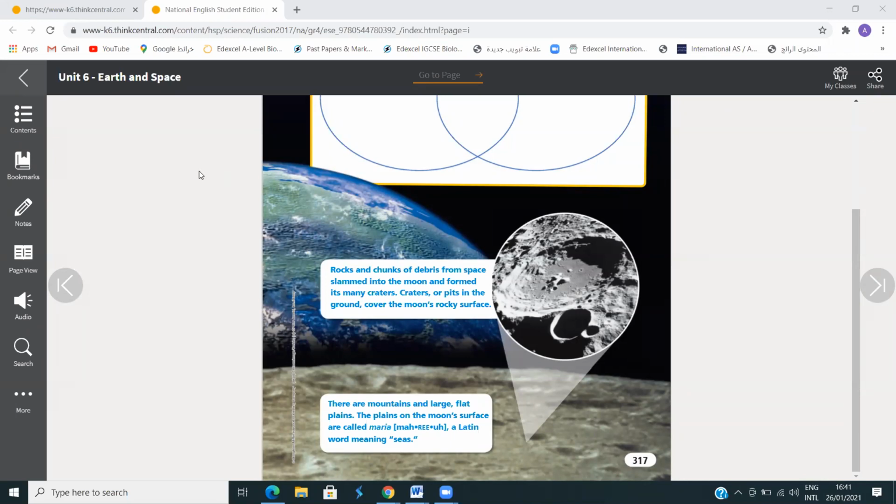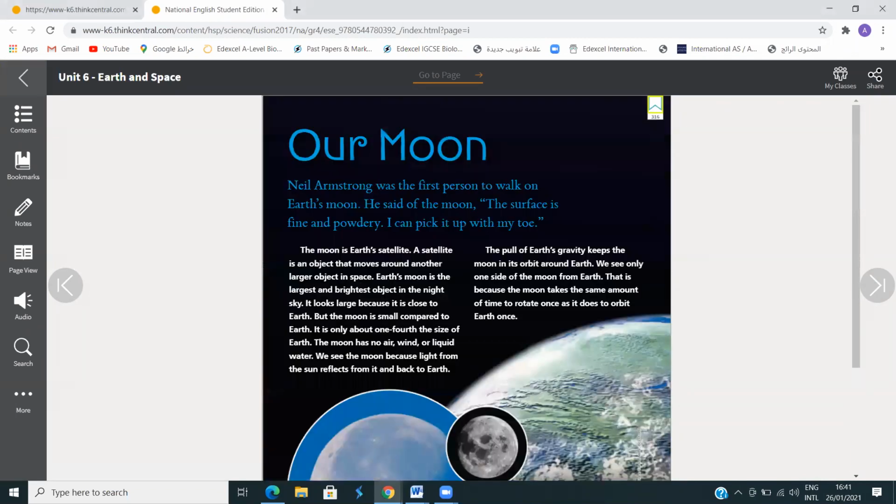Yusuf Rabi, how are you? What is the moon? Yes, we see the moon today. The moon is the Earth's satellite. Do you see? It is the Earth's satellite.